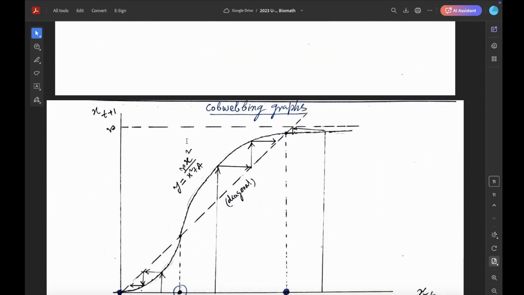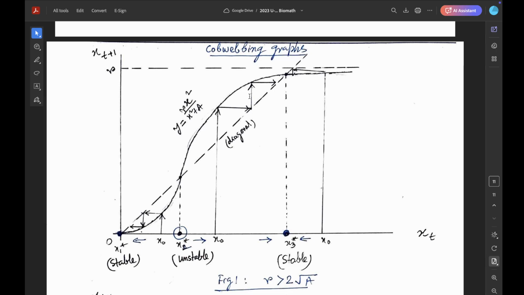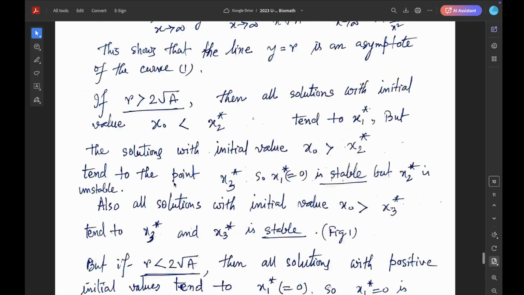This is the line y equal to x, this dotted line. So the curve is below the line, below the line this.